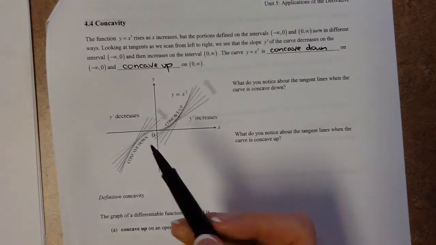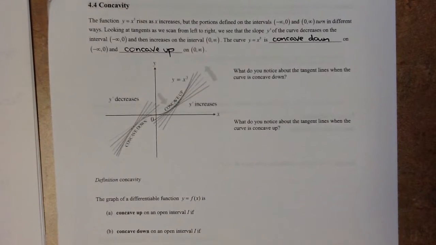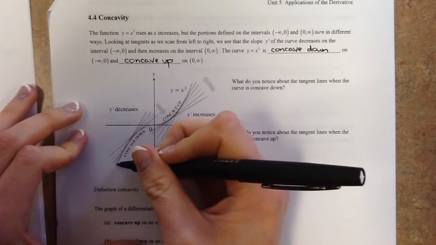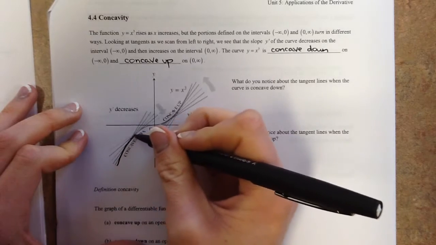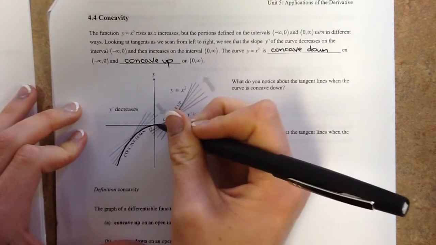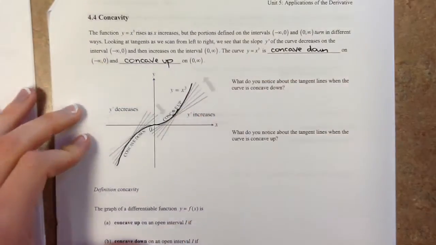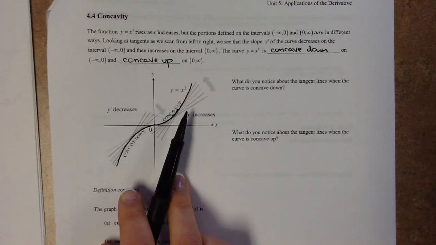Okay, so two different pieces. It's the way that the graph bends. So this is what I was just telling you. What do you notice about the tangent lines when the curve is concave down? One thing that I pointed out is that the tangent lines are constantly getting less and less steep. But another thing that I want you to notice is that if you're looking at the graph, and it's kind of hard to see which one is the graph, so I'm going to emphasize it here. This is the curve itself, and then there it goes. Whoops, right there.